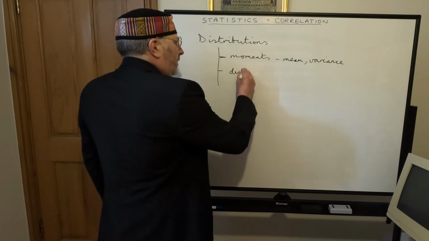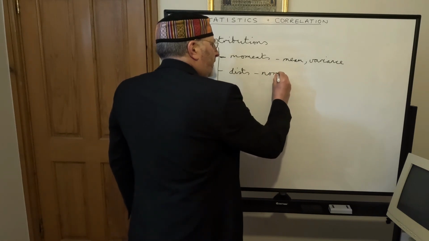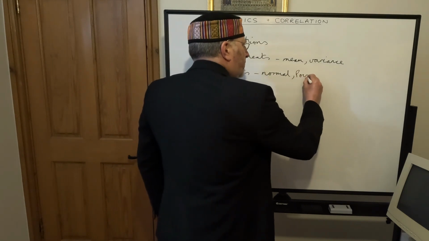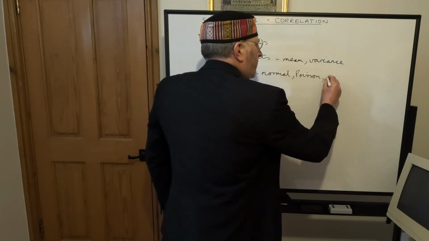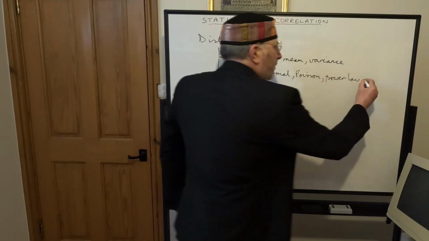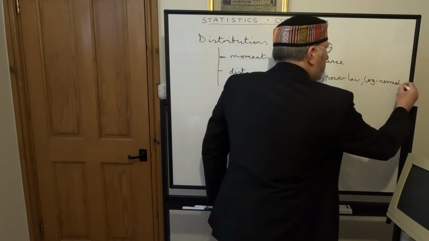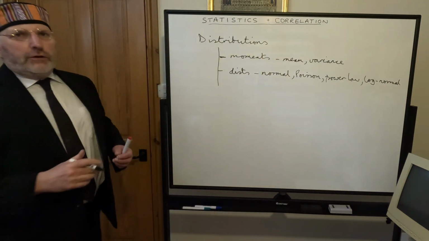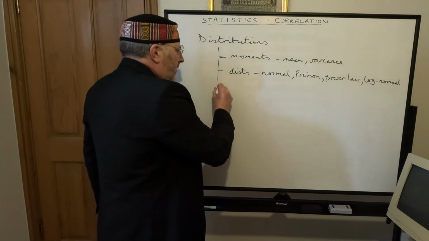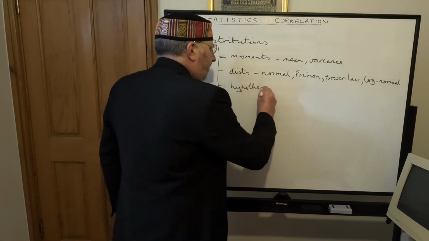Then I will look at some particular distributions that we're likely to come across in theoretical history: the normal distribution, the Poisson distribution, power law distributions, and the log normal distribution, all of which we've touched on already in this module. And lastly, I'll discuss the idea of hypothesis testing.